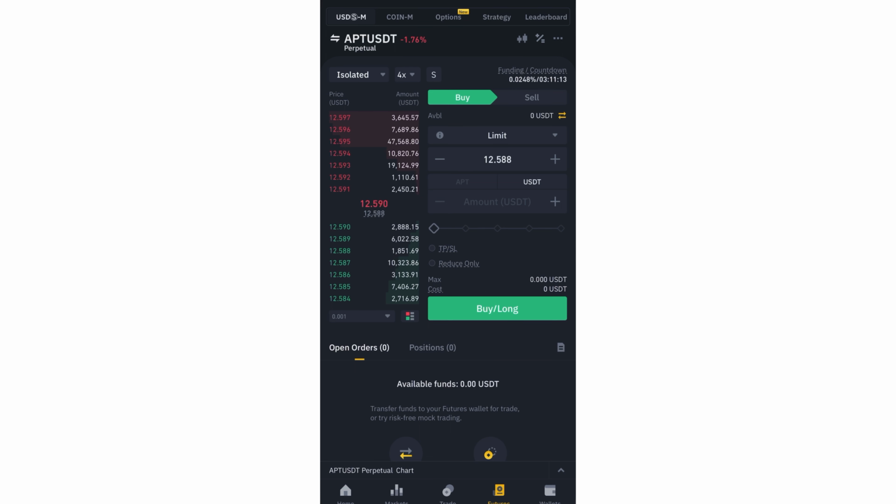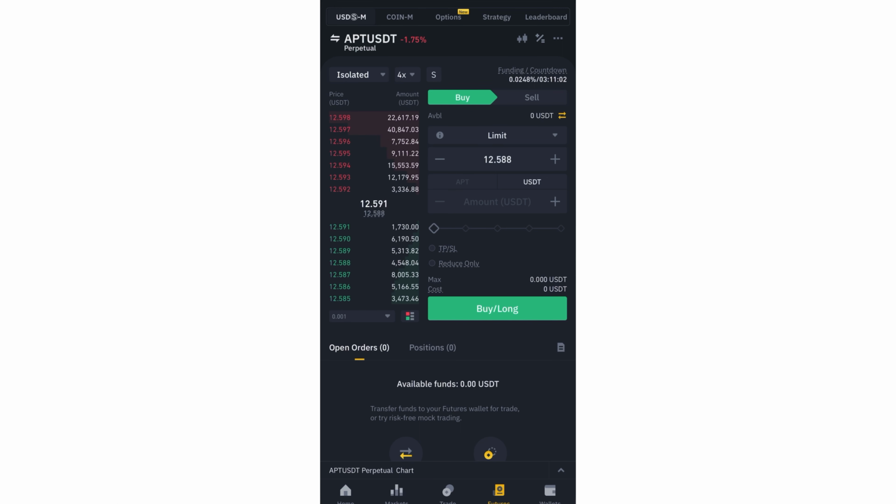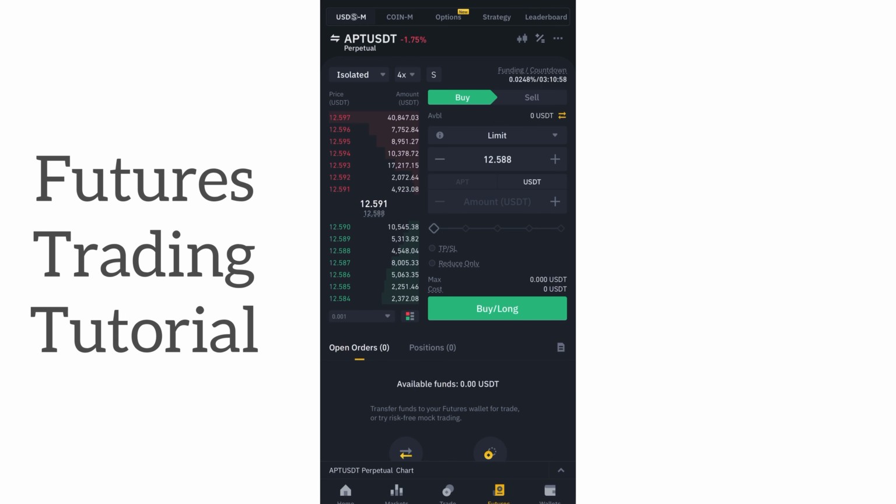As you can see, this futures account has 0 USDT. It means there is no money in this futures account at all. So what you want to do, once you have money on your Binance, maybe in the spot wallet or funding wallet, is move the money from the spot wallet to the futures wallet. So how do you do that?